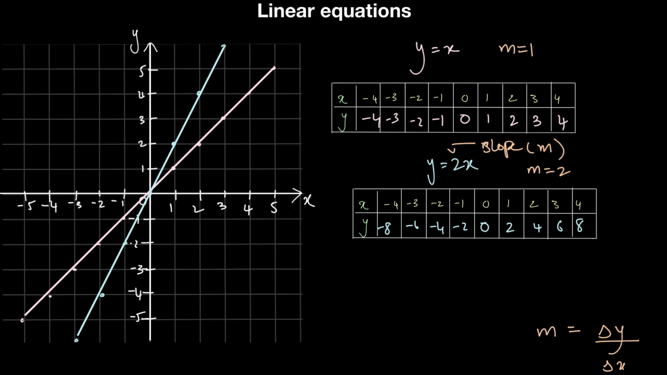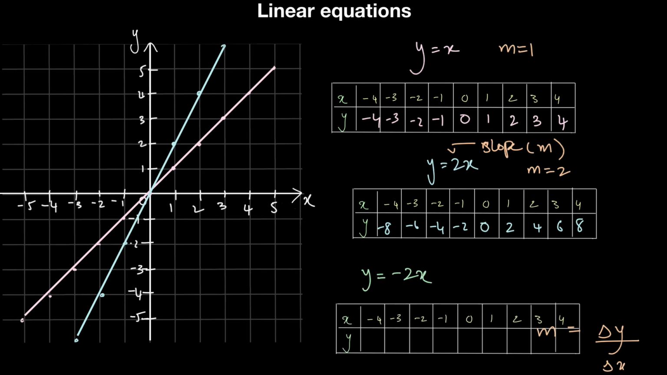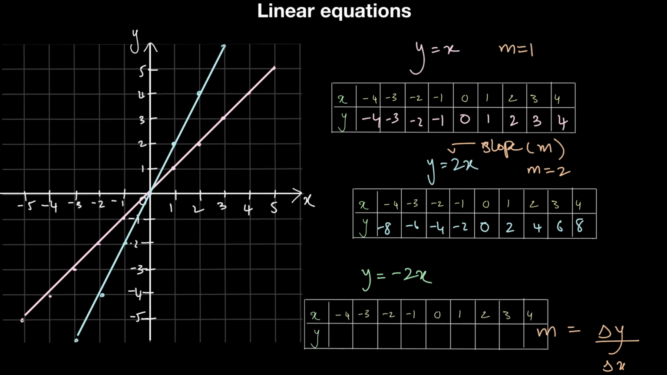Now let's look at a third example, the graph for y equals minus 2x. When x is 0, again, y is 0, so this graph is also passing through the origin. When x increases by 1, y decreases by 2. When x increases by another 1, y decreases by a further 2, and so on. Minus 6, minus 8, and then 2, 4, 6, 8.